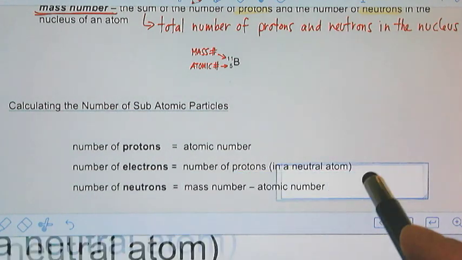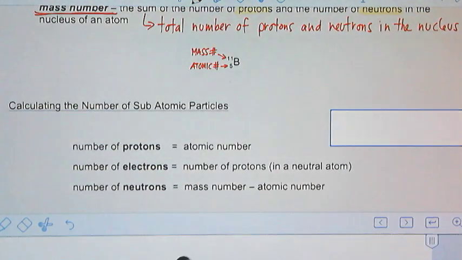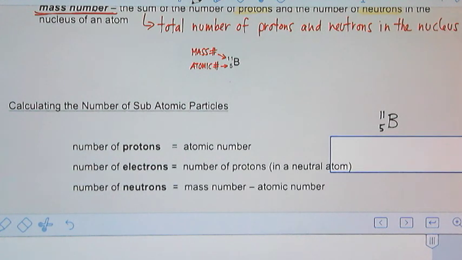So let's take a look at boron. And we said boron has a mass number of 11 and an atomic number of 5. So the number of protons, and I'm going to use the symbol P plus to represent protons. We said the number of protons is equal to the atomic number. So how many protons does boron have? Perfect.